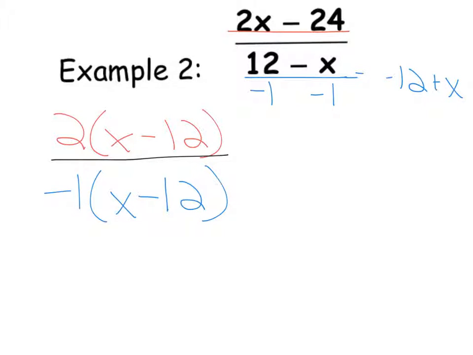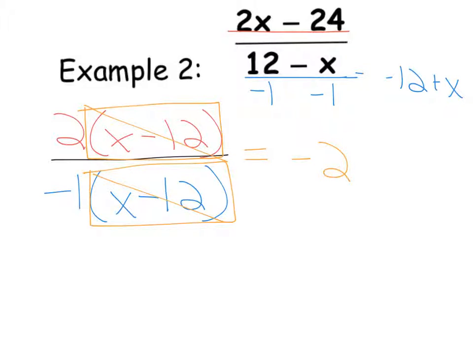And so, what did we get for Christmas? We got an x minus 12. We got an x minus 12. Those things are going to cancel out. And what is 2 divided by -1? That is just -2. Okay? Wow. What a question.